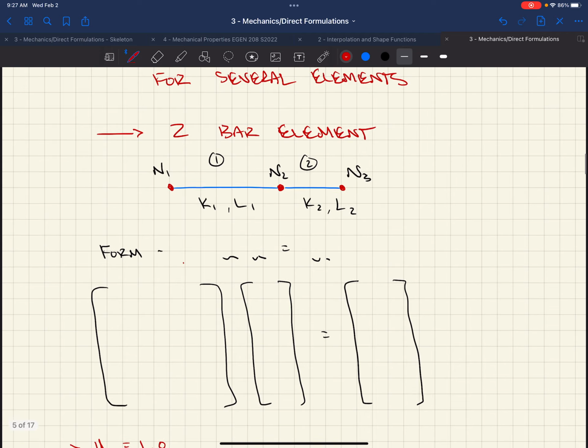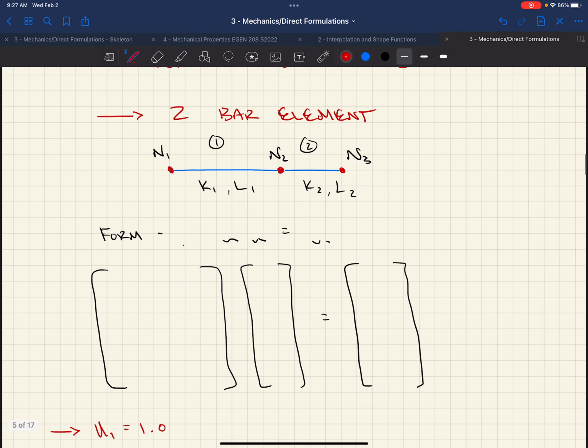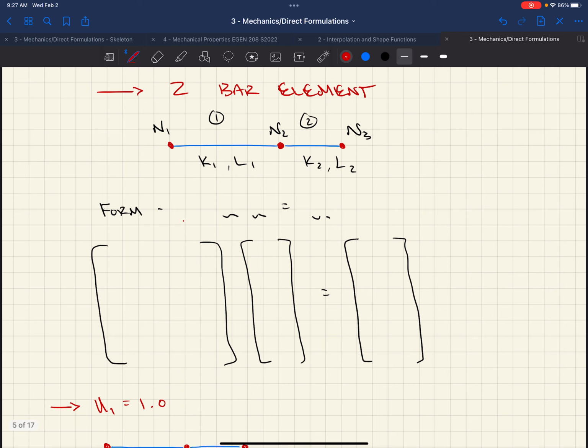So we go through the same approach with 2 bars. If we had 2 bar elements, 1 and 2, which means we have nodes 1, 2, and 3 now. Each of those bars has a stiffness, K1 and K2, and a length L1 and L2. Our form, we know, is our spring, little d, little f.